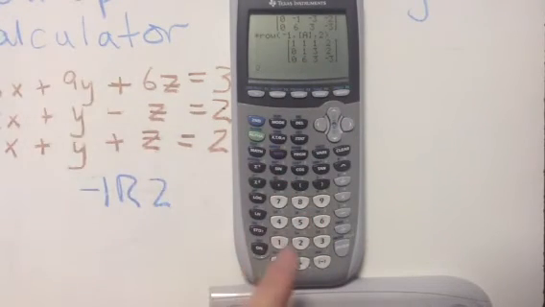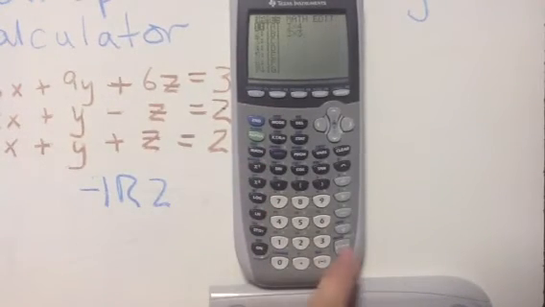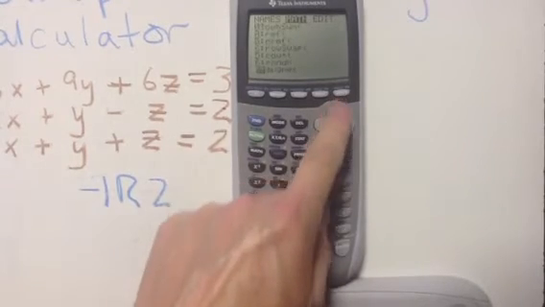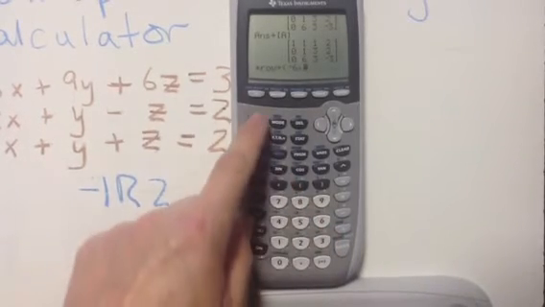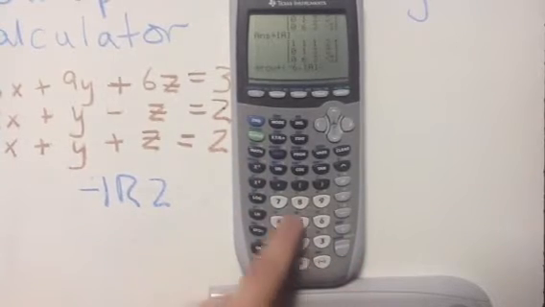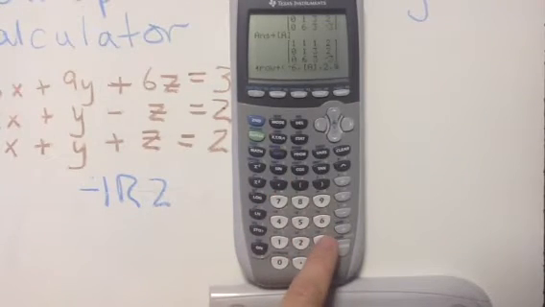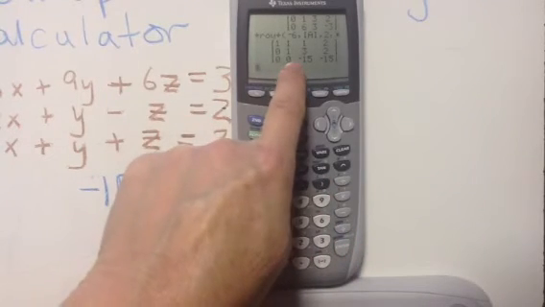Oops, I didn't save this matrix, so let's do that first. So store matrix A. There it is. So then we go back to our matrix math menu. We're going to do a multiply row add. Our multiplier comes first, negative 6. Name the matrix. Tell it which row to do that to. We want to multiply row 2 by negative 6, and we want to add it to and replace row 3 with the result. See, now I have a 0.